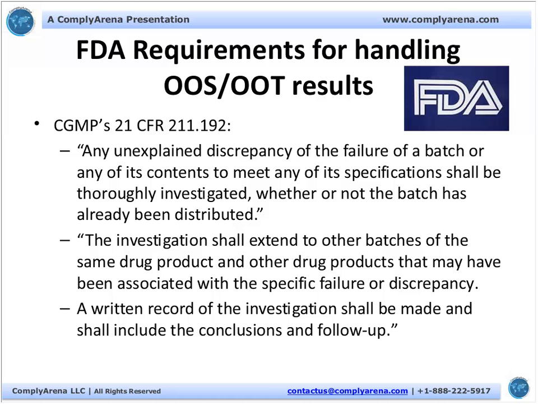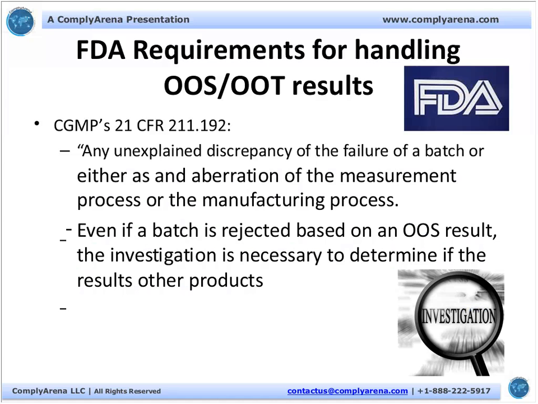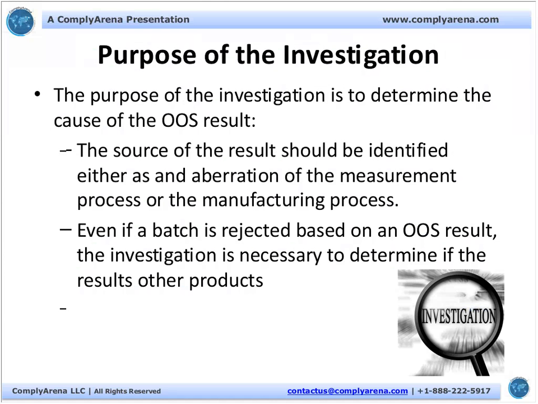The GMPs for pharmaceuticals and biologicals definitely outline a lot of information about OOS and OOT results. I have a few bullets here that come right out of the CFR, which is the Code of Federal Regulations that we all know and love. 21 CFR 211.192 specifically addresses the FDA requirements for handling these types of results.